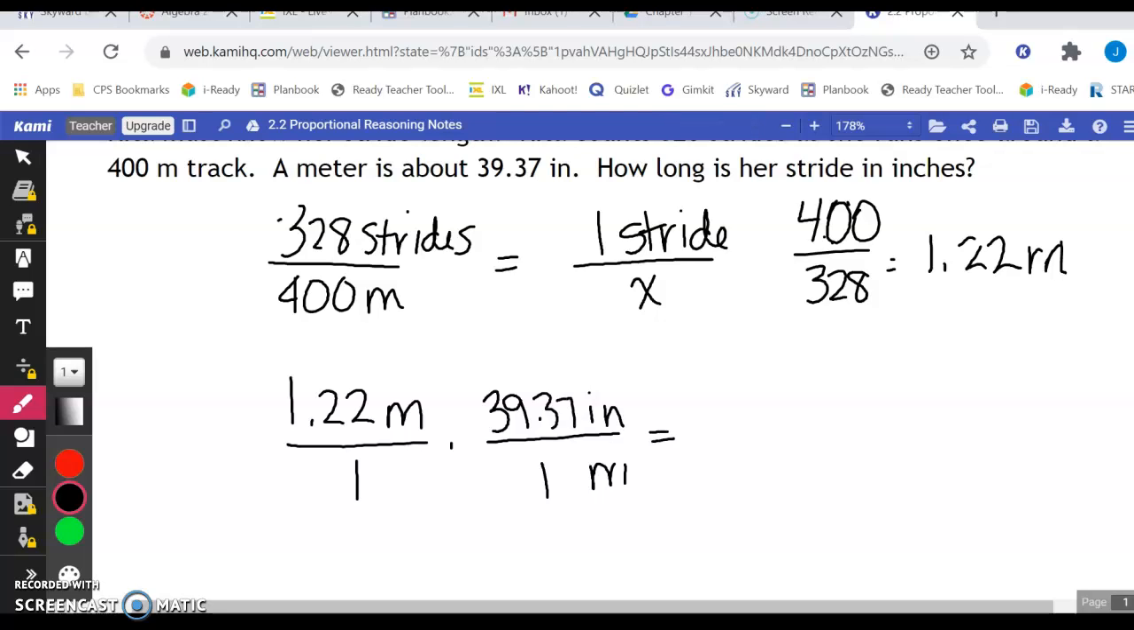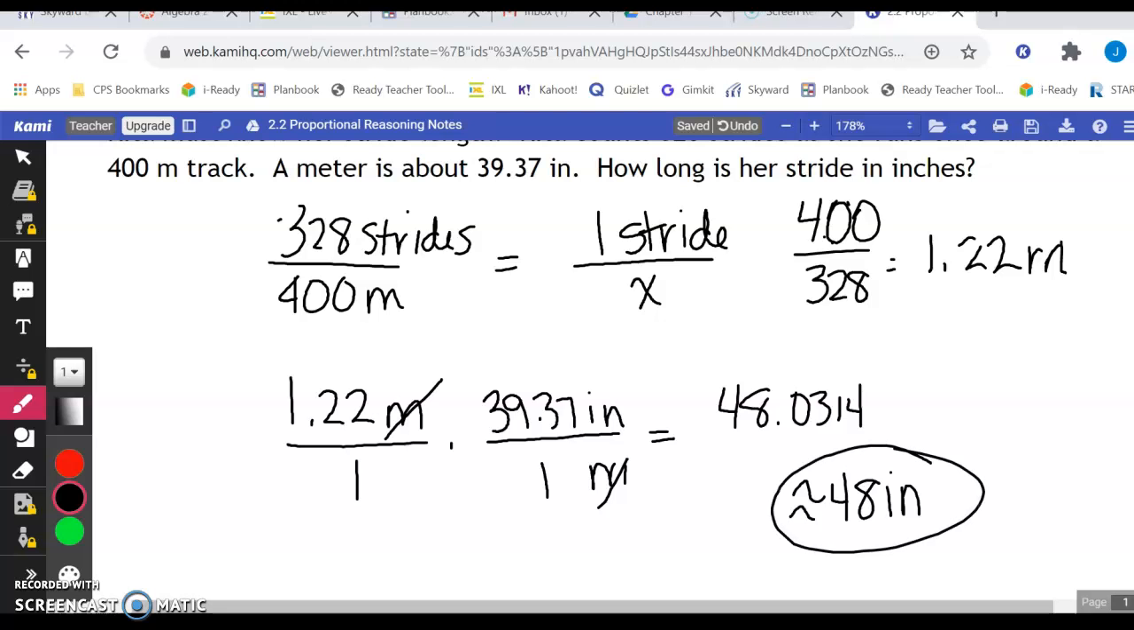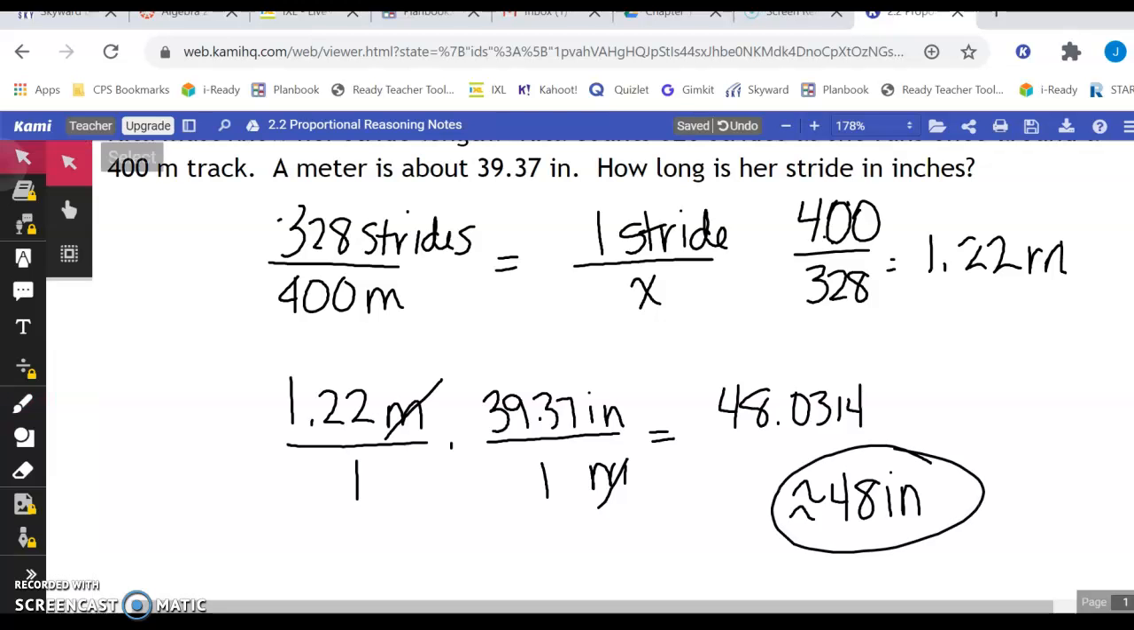And then I multiply across, the meters would cancel, multiply across the top, so that 1.22 times 39.37 gives me 48.0314. And across the bottom, we're going to get a 1. So roughly just a little bit over 48. So we're going to say about 48 inches is her stride length.